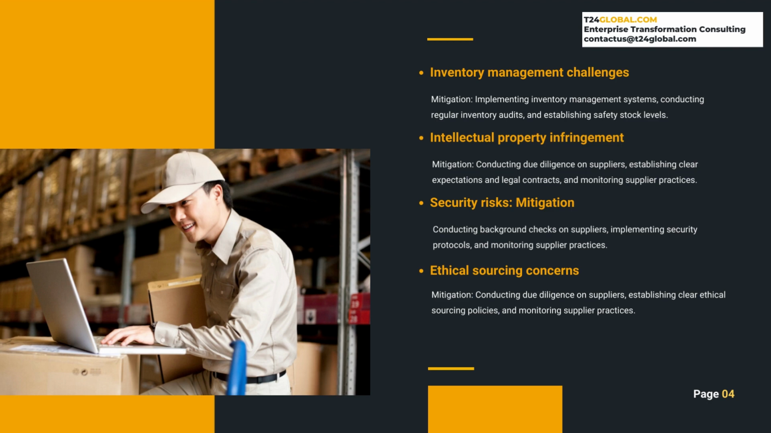Companies can use intellectual property management software, such as Anaqua or CPA Global, to manage intellectual property risks and monitor supplier practices. Security risks. Security risks can lead to data breaches, reputational risks, and regulatory non-compliance. To mitigate such risks, organizations need to conduct background checks on suppliers, implement security protocols, and monitor supplier practices. This can involve setting up security management processes and conducting regular security audits of suppliers.